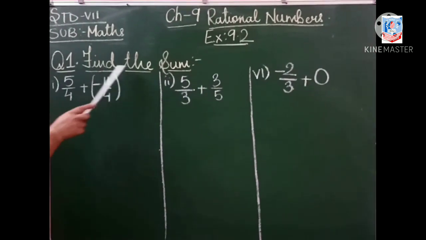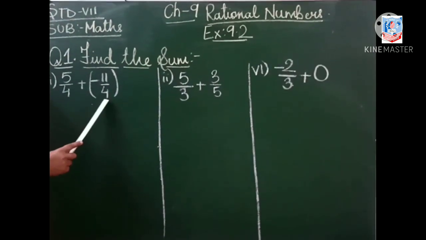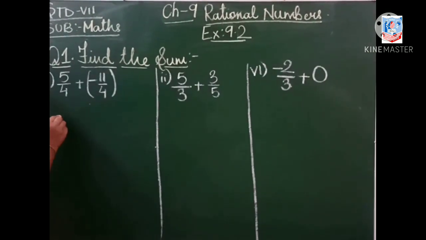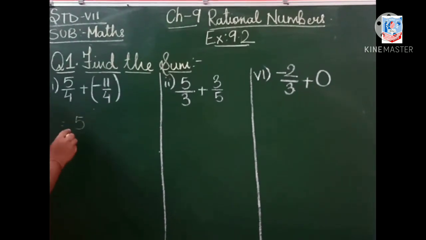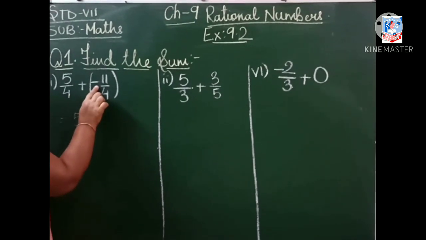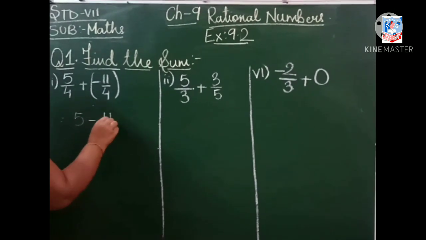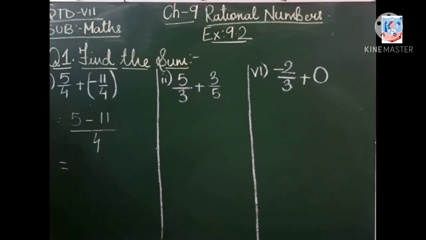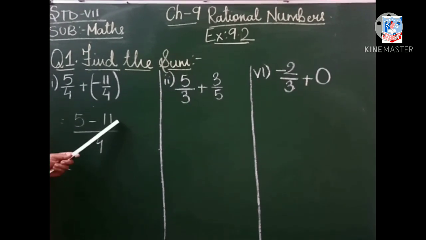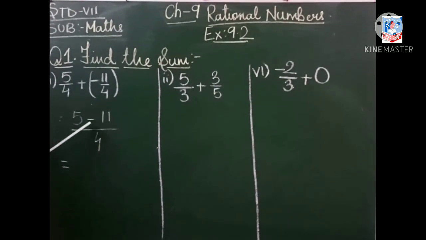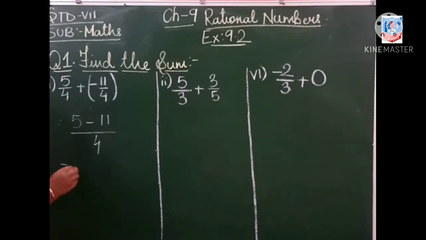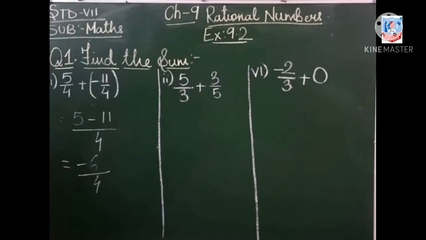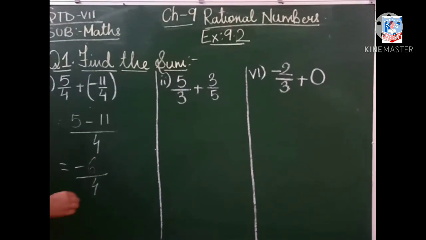Now see, we have to find the sum. Now here the denominators are both the same. So how will you do it? 5 plus minus 11 by 4. Now what will you do? You will subtract 5 from 11. That is 6. And the sign is minus. Minus 6 by 4. Now you can again cut this by 2.